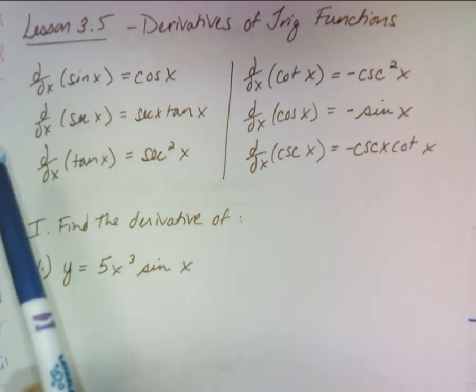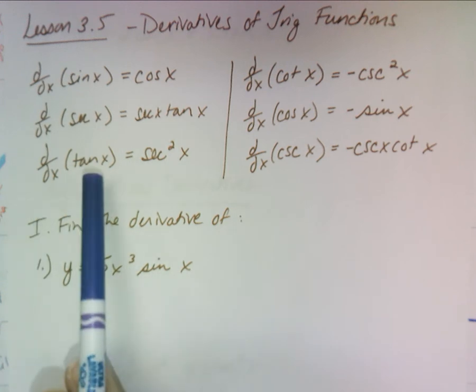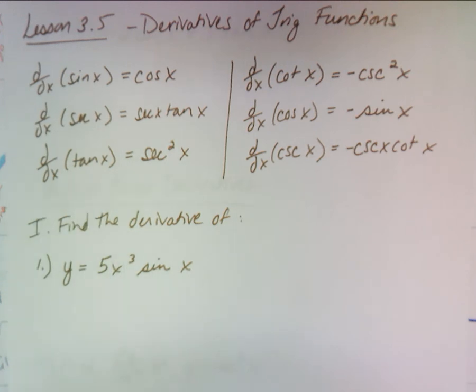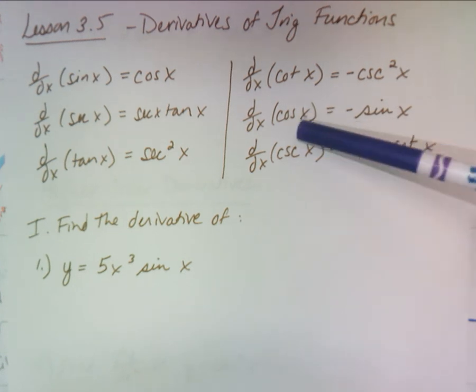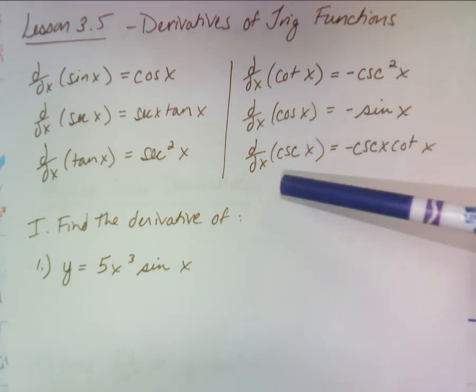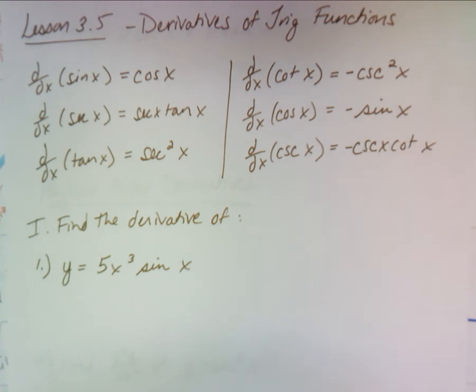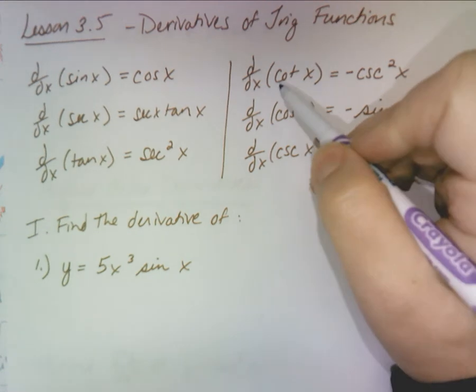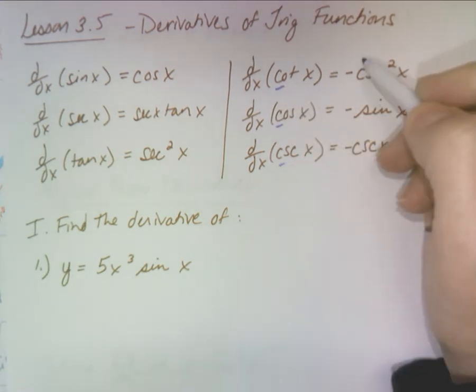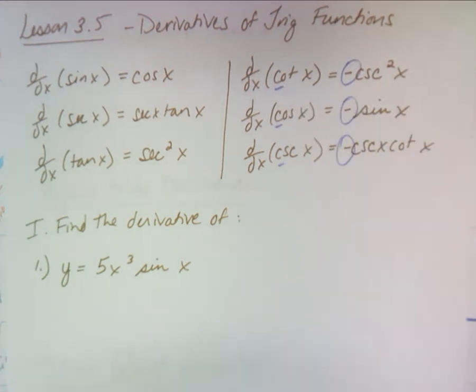Derivative of sine is cosine, secant is secant tan, tan is secant squared. Cotangent is negative cosecant squared, cosine x is negative sine x, and cosecant x is negative cosecant x cotangent x. Notice all your c's have negatives. Something to be aware of.